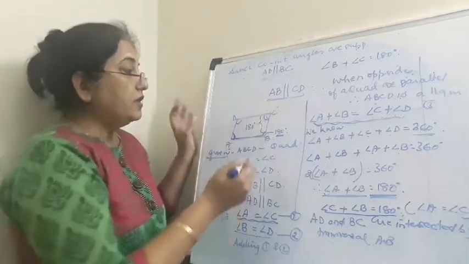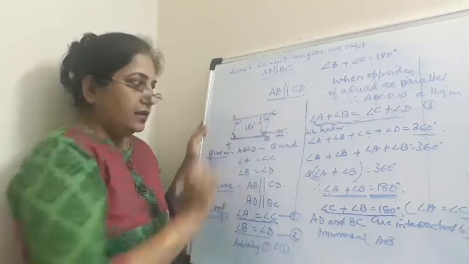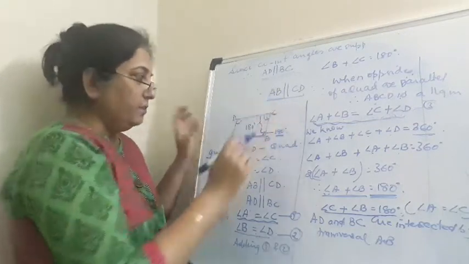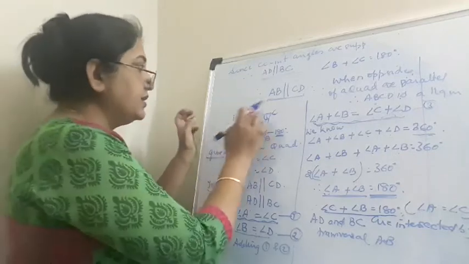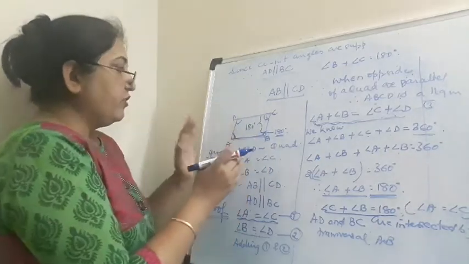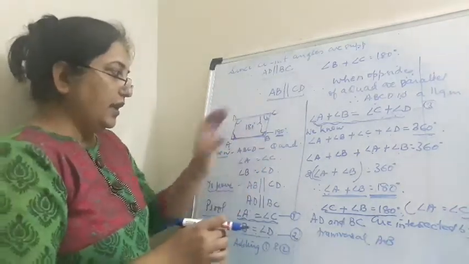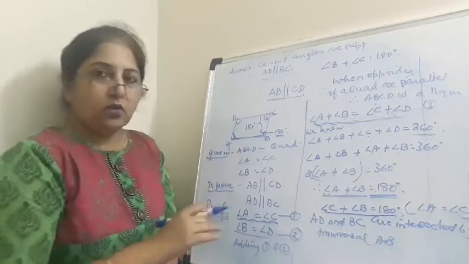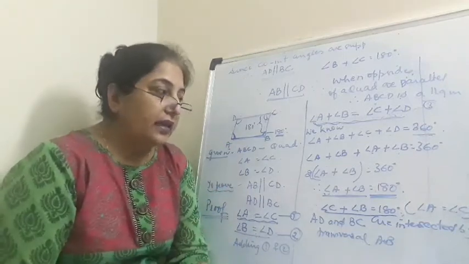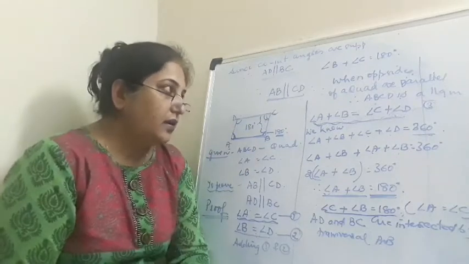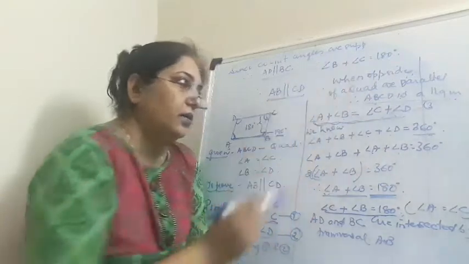Then in the second part we prove that B and C are supplementary because they are adjacent angles. When these two co-interior angles are supplementary, then these lines become parallel. So we have proved that AB is parallel to CD and AD is parallel to BC. Hence, when the opposite sides in a quadrilateral are parallel to each other, then this quadrilateral is known as a parallelogram. So we write that ABCD is a parallelogram.